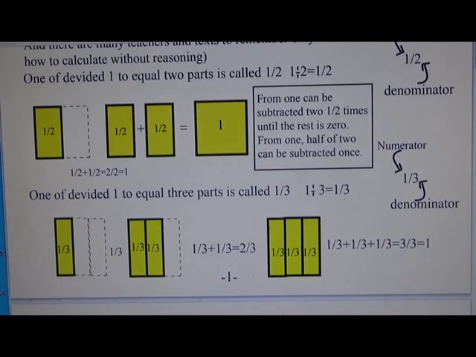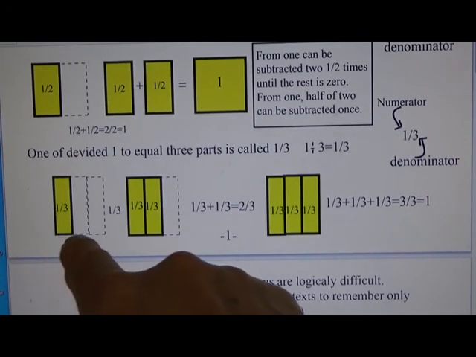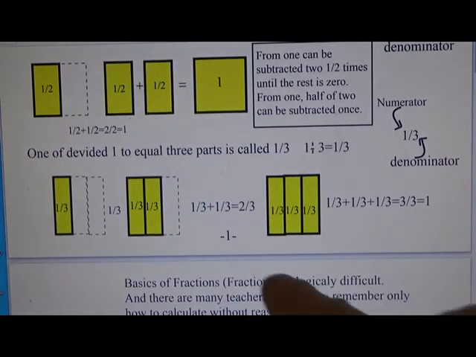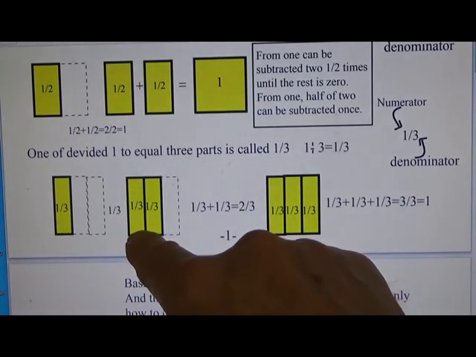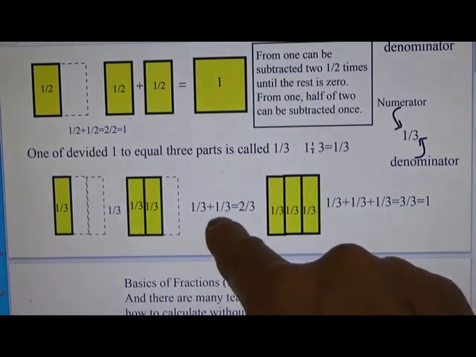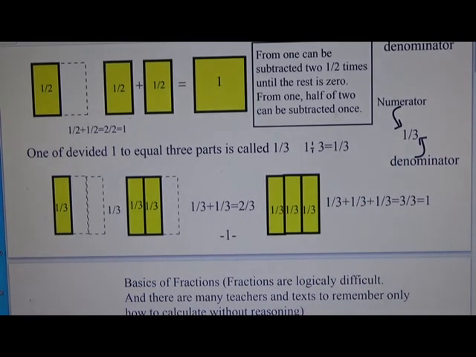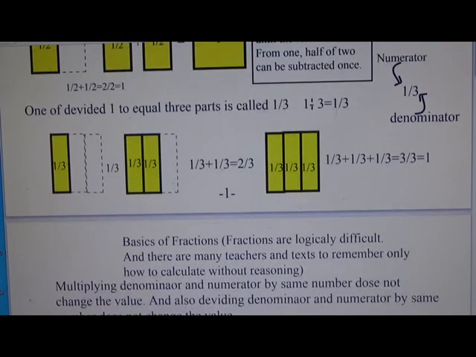One of the parts of quantity 1 divided into 3 equal parts is called 1/3. 1/3 is equal to 1 divided by 3. This dotted line is 1, and this yellow part is 1/3. This is 2/3. And 3/3 is equal to 1. Please see the figure.